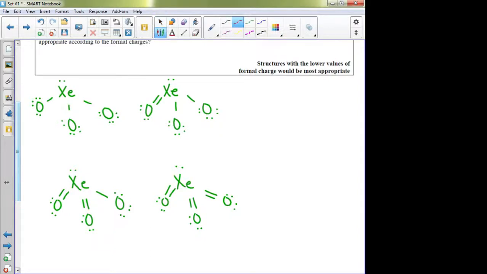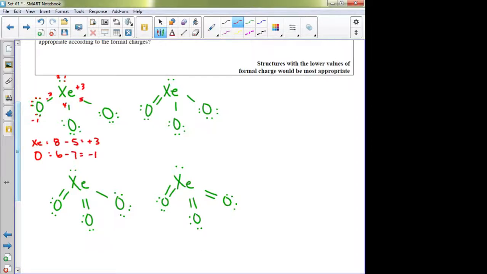So let's start with the xenon on the first one. How many valence electrons does it normally have? 8. Minus, how many are assigned just to it? 1, 2, 3, 4, 5. So 8 minus 5 is positive 3. I went 1, 2, and then you count 1 for each of the bonds: 3, 4, 5. So now let's look at oxygen since they're all the same. How many valence electrons does oxygen normally have? 6. Minus 1, 2, 3, 4, 5, 6, 7.